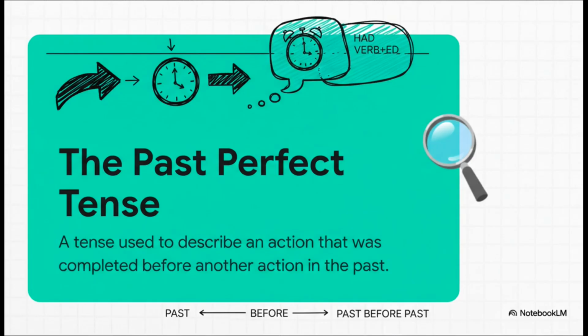And here is our solution, the past perfect. Its entire job, its whole purpose is to step in and make the sequence of events crystal clear. It creates what I like to call a past before the past. It's the tool that lets us hit rewind just for a second to show what happened earlier.